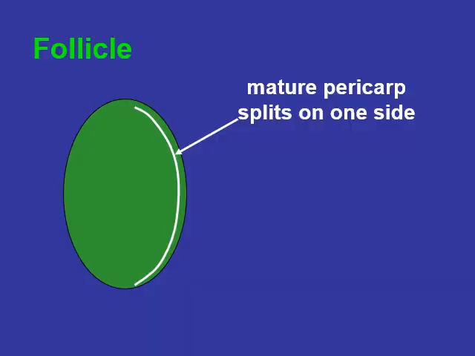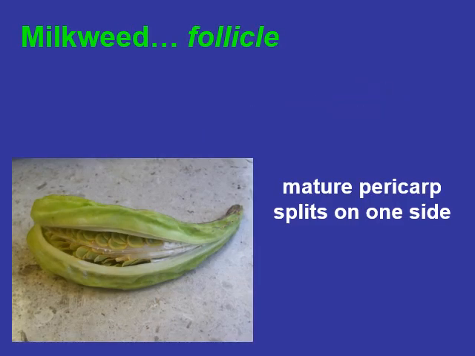Now, this one gets interesting. What if you had what looked like a fruit, but it was split open on only one side? And that's important. It doesn't split on two sides, just one side. And it may be confusing when you see some things with two splits, but this one only has one. That's called a follicle. And the best example of that is a milkweed.